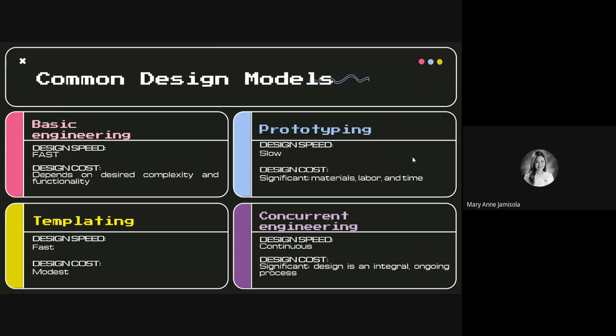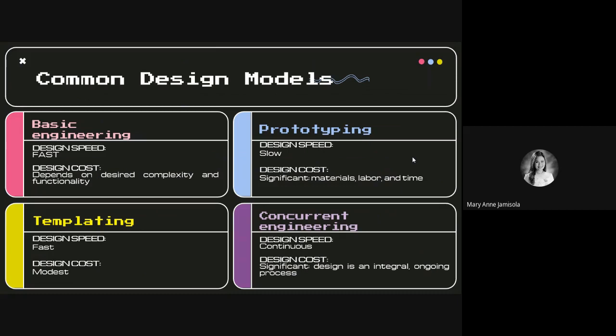Another model is prototyping. This is a method in which functional models of the product are developed and tested by engineers and trial customers. So the design speed for this model is slow, while the design cost is significant because it requires materials, labor, and time because we are to produce a prototype.